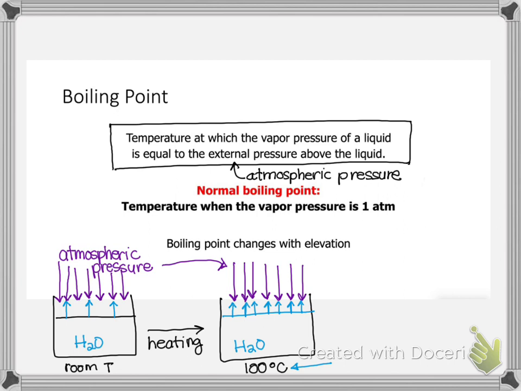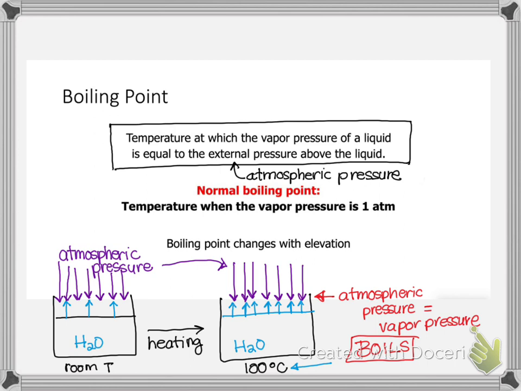You reach a temperature where the external pressure, which in our case is the atmospheric pressure, so everything pushing down, equals the vapor pressure, everything pushing up. And what happens is the liquid boils. That's the temperature that the liquid boils. So once you get the vapor pressure equaling the atmospheric pressure, it will boil.